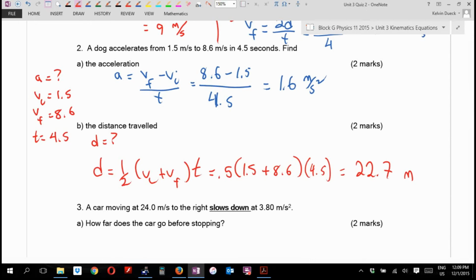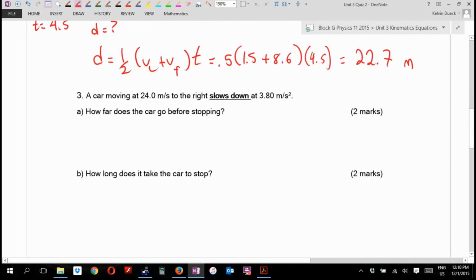Evan, you good? Okay. Let's keep going. All the stuff that we can find now. Number 3, A. Asking me to find D. VI is 24. Evan, in number 3, what's VF? Meters per second what? That's a V? What's a meters per second? Okay, so what's VF?